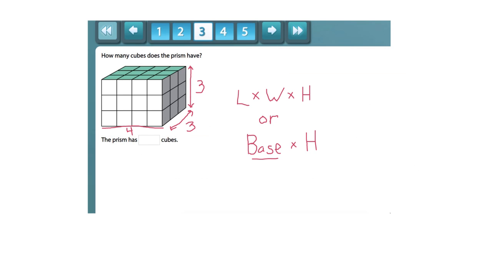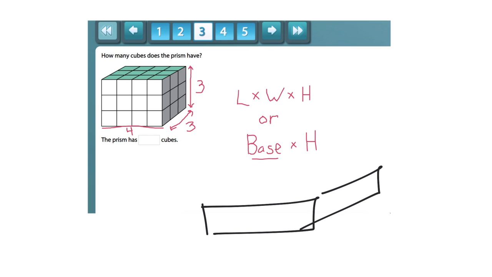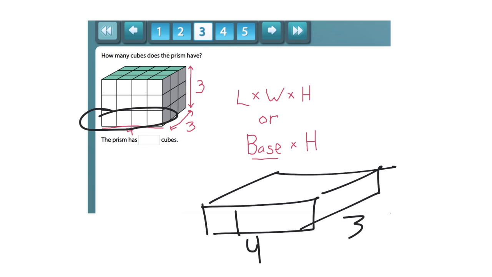How many cubes does the prism have? So they built this out of smaller cubic units. And if you can imagine, you have to kind of deconstruct this to see it. This would be the base. This would be just the first level right here. So you can see it's a 4x3, and a 4x3 very quickly would be drawn like that. So how many cubes does this base have?